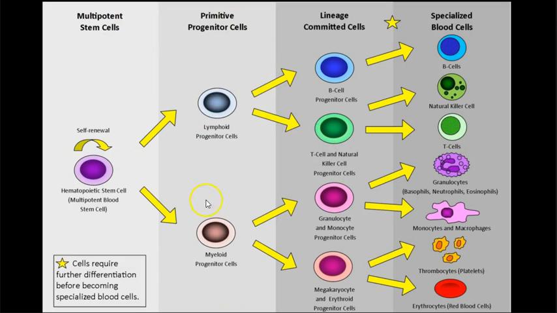These are also multipotent, by the way, because they can become more than one. And then you have your lineage committed cells. Okay, so these are the ones that are going to produce the actual specialized cells.